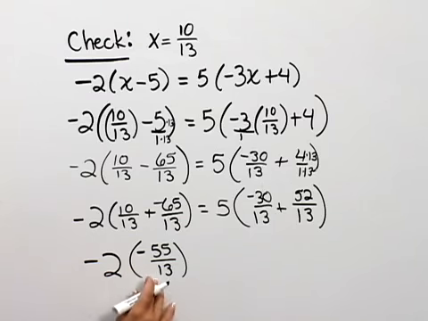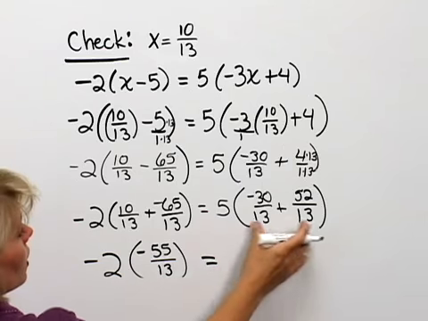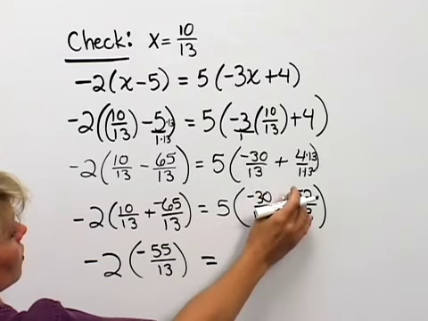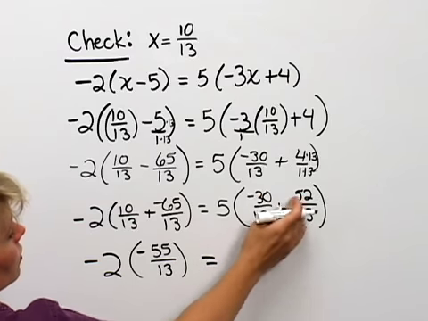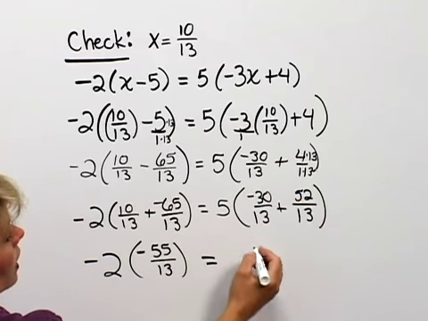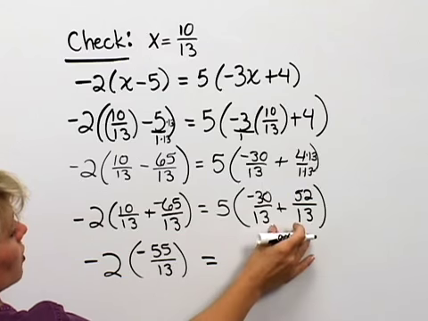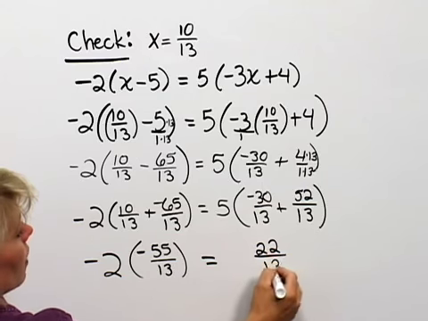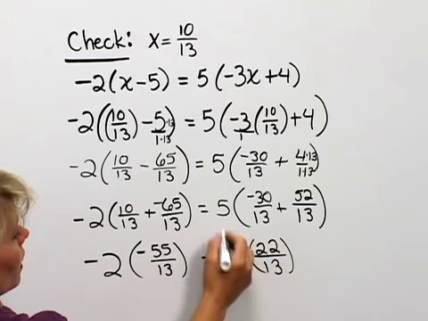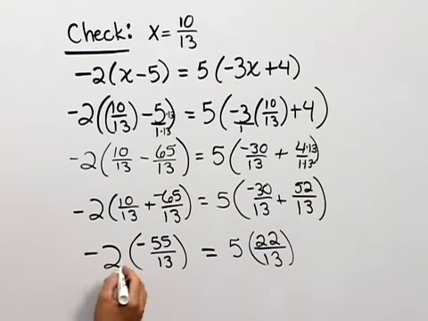So we have negative 2 times negative 55 over 13 on the left side. Over here, completing our parentheses, negative 30 plus 52, adding our numerators, will give us a numerator of 22. The denominators stay the same, so we still have a 13 there, and we have a 5 out front. We're finally ready to multiply.